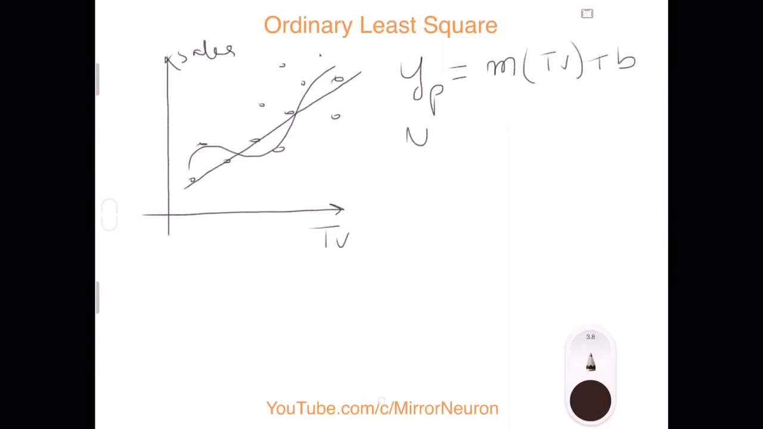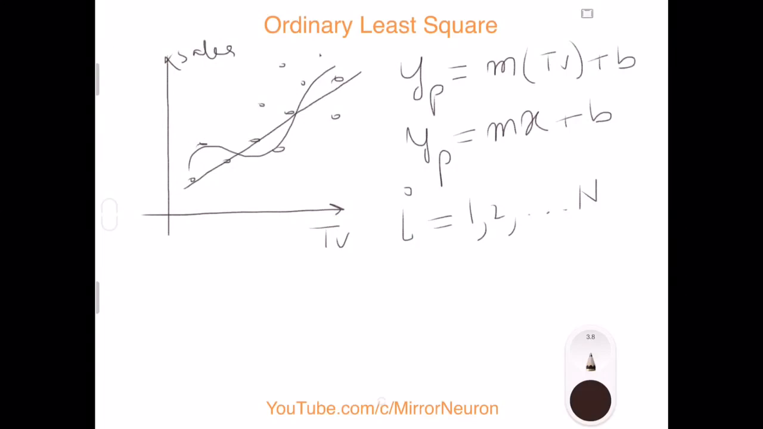And in general we would write it in this way: yp is equal to mx plus b. So here we are going to use one notation, and that is i, and i is the number of records we have. So basically we have 1, 2, 3, and because we could have n number of records, i will be from 1 to n.